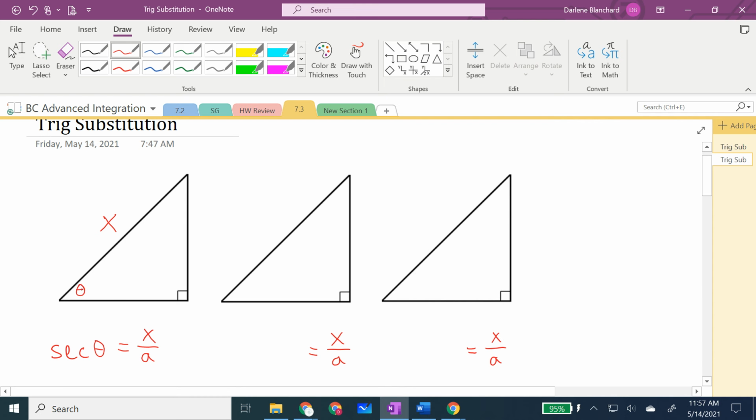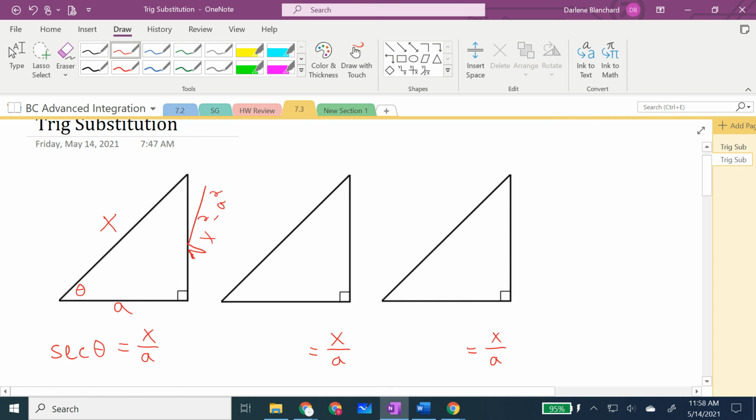So if this is angle theta, then my adjacent side is going to be this one. And you can Pythagorean theorem your way to the 3rd side. What would that make this 3rd side? Square root of x squared minus a squared.